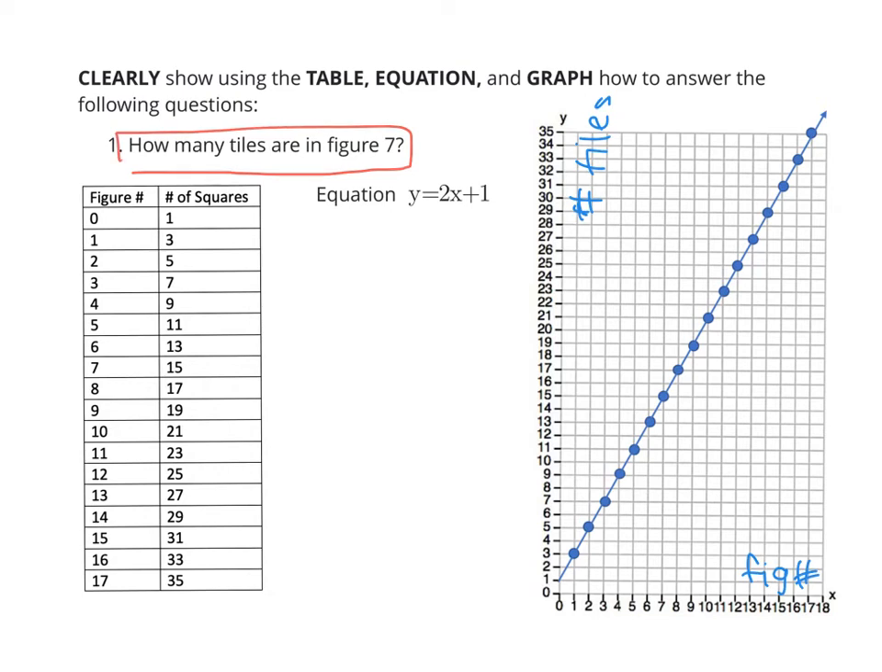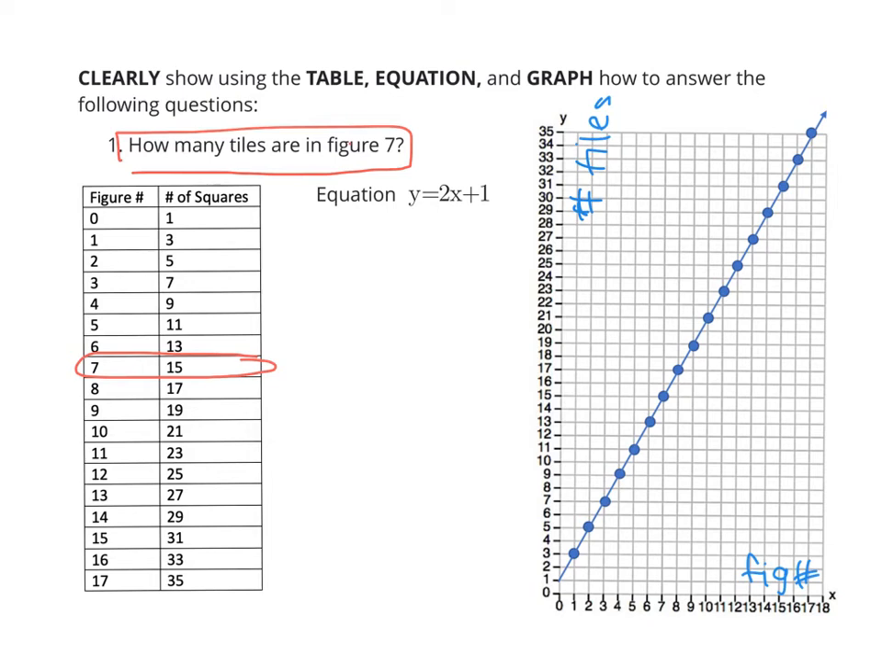So let's start with the table. With the table, I need to figure out figure 7. I'm going to start in the column that says figure number, and I'm going to go down to 7. According to this, in the 7th figure, there are 15 squares or 15 tiles. I've just answered the question. I've shown my teacher, my reader, whoever's looking at this, that I know where the answer is on my table of values. So circle it. Circle around it and tell yourself that you know how many tiles. According to this table, there are 15 tiles in figure 7.